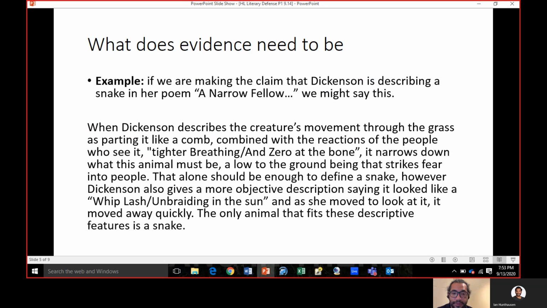People are naturally afraid of snakes. This is a creature that's low to the ground, that splits the grass like a comb. And if that's not enough to sell it, the thing looks like a whip and kind of unbraids in the sun. And when someone tries to touch it, it darts away. What else? What other creature does this? What other low to the ground, limbless creature scares people and looks like these things? A snake.